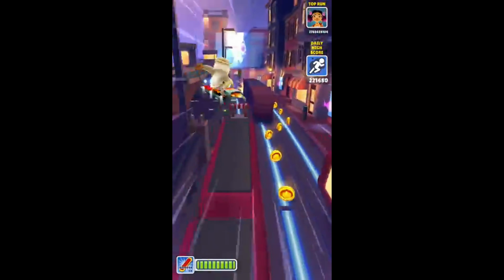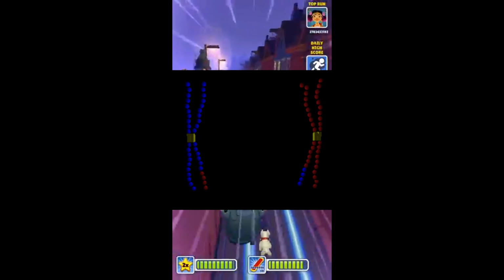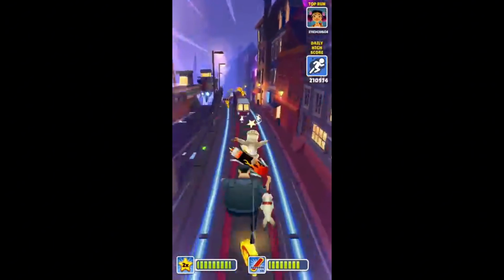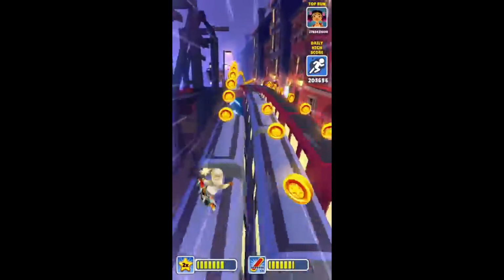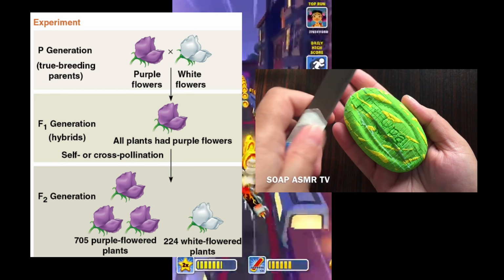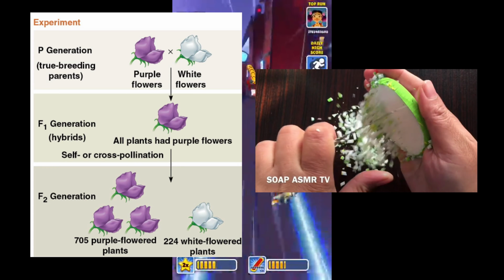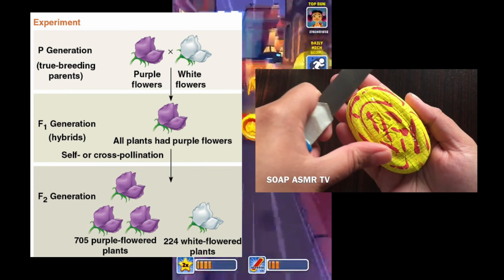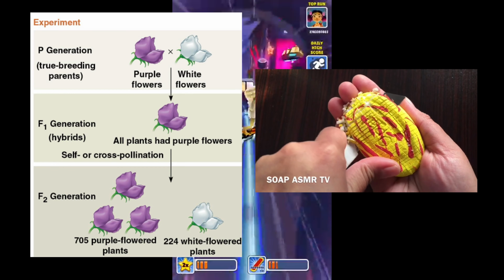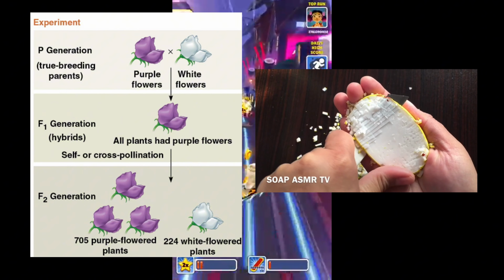So anyways, Mendel's law of segregation explains that alleles separate during meiosis, so each gamete gets only 1 allele from each parent. For example, if a pea plant has 1 allele for purple flowers and 1 allele for white flowers, these alleles will separate when making gametes. Some gametes will get the allele for purple flowers, and some will get the allele for white flowers. This is why offspring inherit 1 allele from each parent.